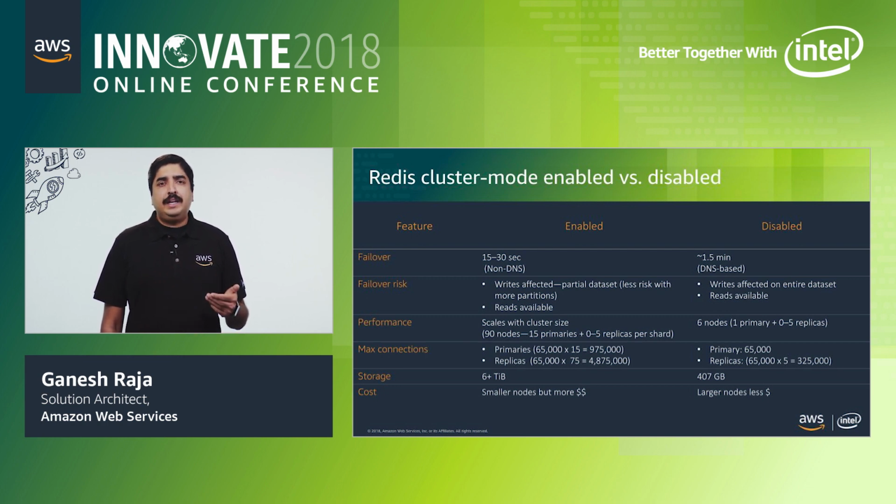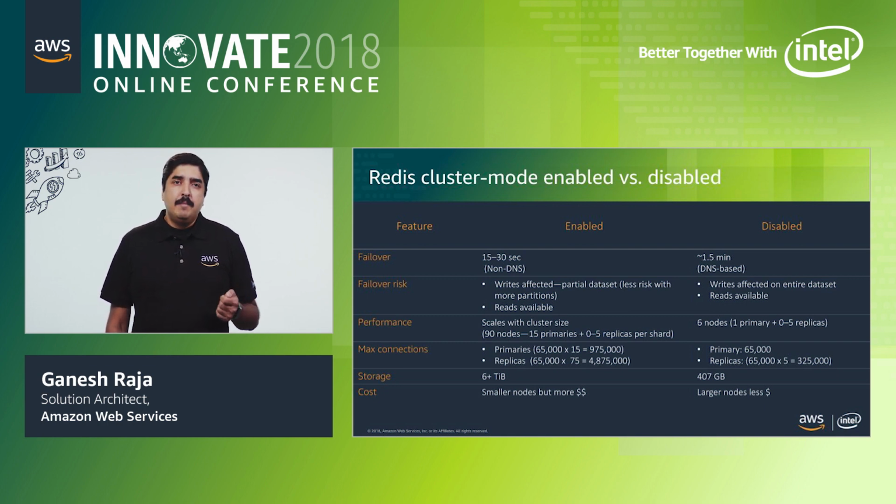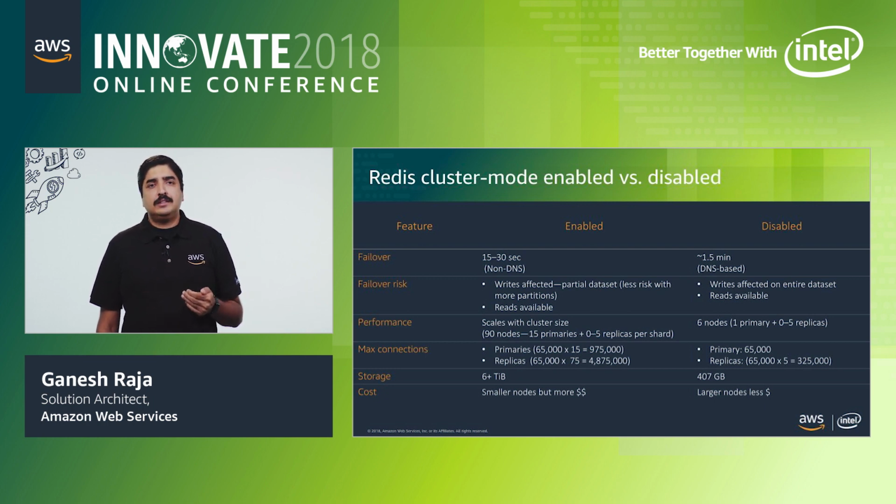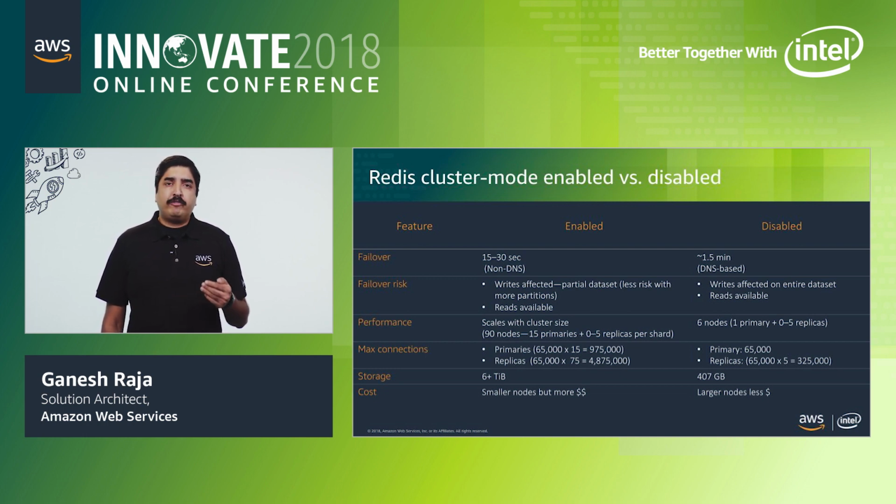Because you have the ability to have many shards, you have the ability to write to many primaries at the same time. Because again, a shard consists of a primary and its associated replicas. So from a reading perspective, you have more nodes to interact with. So performance is going to be far greater than cluster mode disabled.